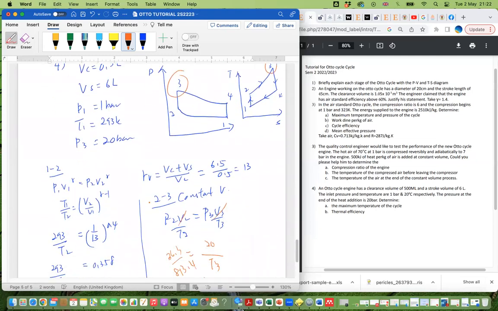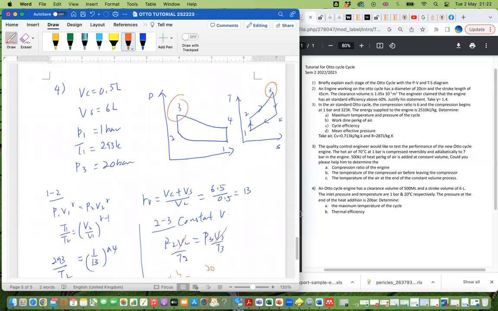Number 4, okay, which is actually number 5. The OTTO cycle engine has a clearance volume of 500 milliliter and the stroke volume of 6 liter. The inlet pressure and the temperature are 1 bar and 20 Celsius respectively. The pressure at the end of the heat added is 20 bar. Determine the maximum temperature of the cycle.